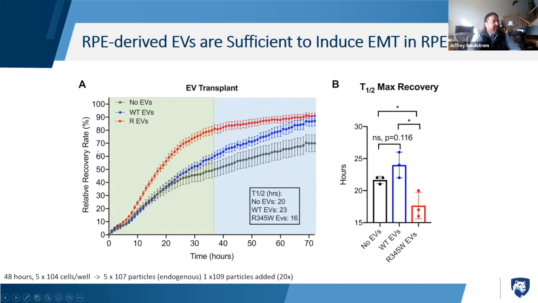And so what you see here is the same graph I showed you before, but again, these are regular RPEs being treated with two different populations of EVs. So wild type EVs do help to close the wound a little bit faster than the no EV treatment group, but the mutant EVs are sufficient to close the wound much quicker, and the half-life for wound closure is on the same scale as expressing the protein alone. You can see the calculation of the half-max over here.